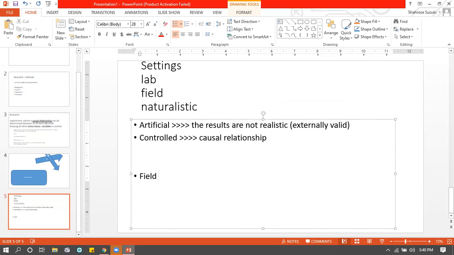Field setting is an experiment that is conducted in a natural setting, or in a setting that a person would normally encounter themselves in. What do I mean? Let's suppose I want to conduct an experiment about shopping. Which products are bought by people more?